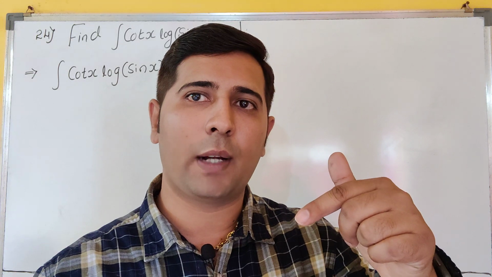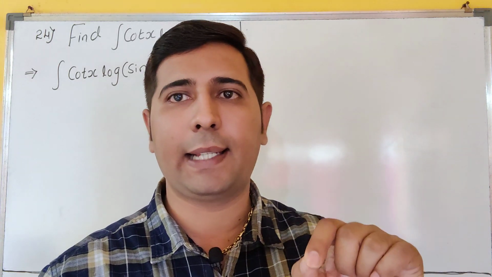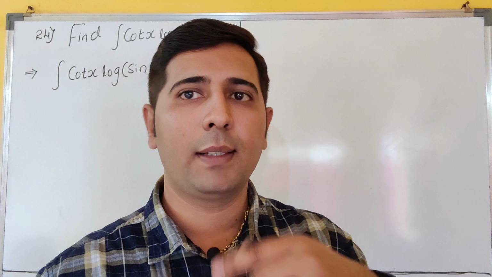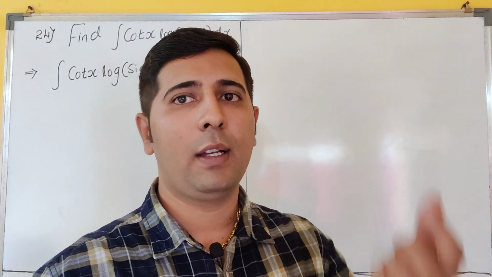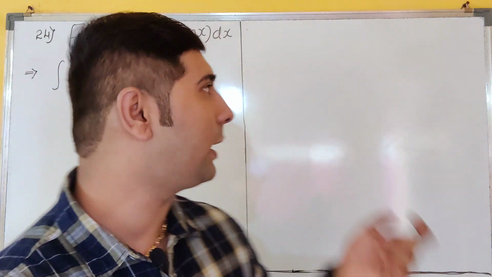1 by x, you will write or not? 1 by x means what? 1 by sin x, and that is not x. Sin x derivative is cos x, you will say. Cos by sin is cot x. Cot x I can cancel.